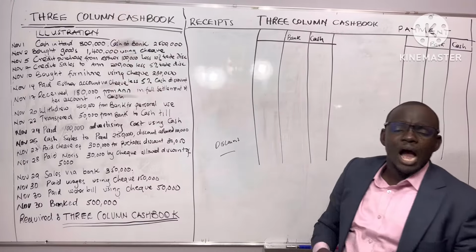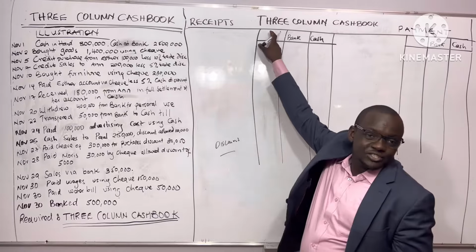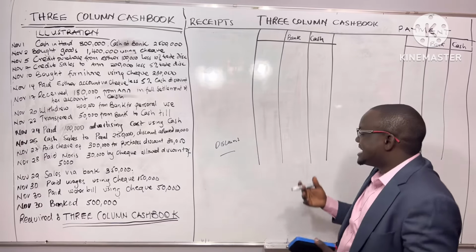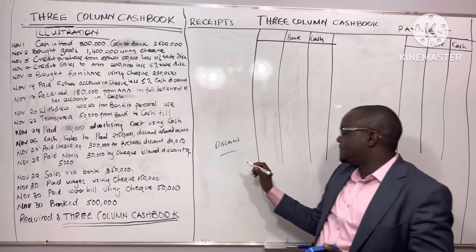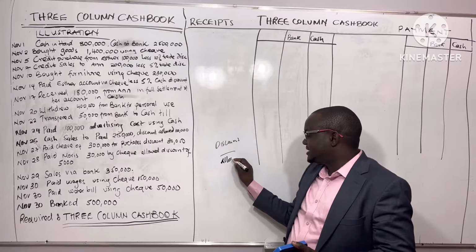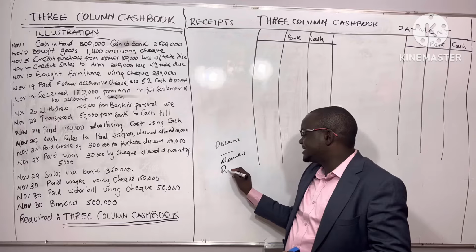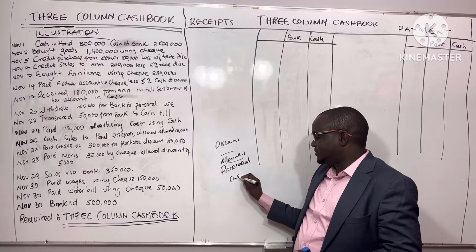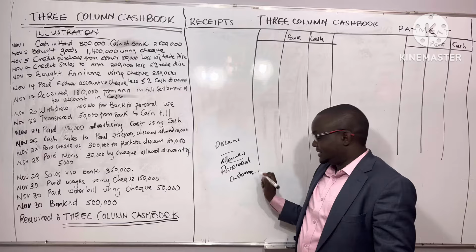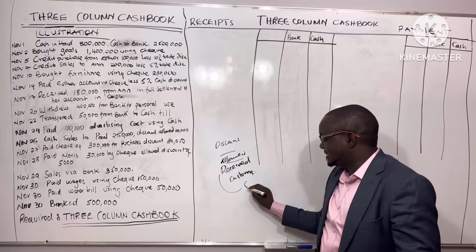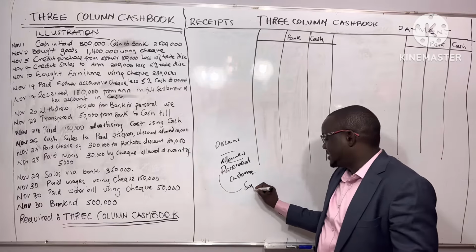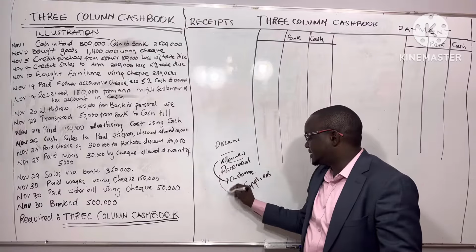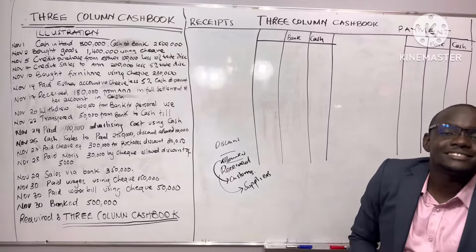How do you know which discount is on which side? Let's start with how to cram. We have what we call discount allowed, and we have what we call discount received. Discount allowed is given to customers. Discount received is received from suppliers.